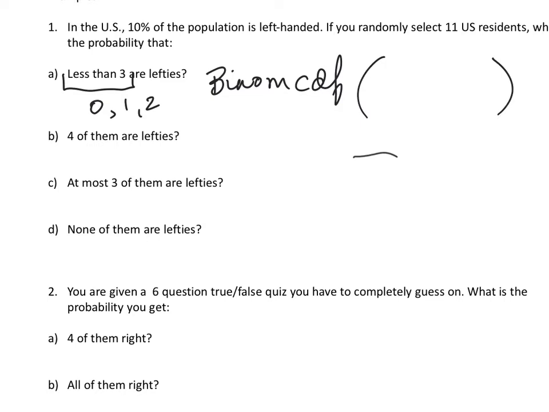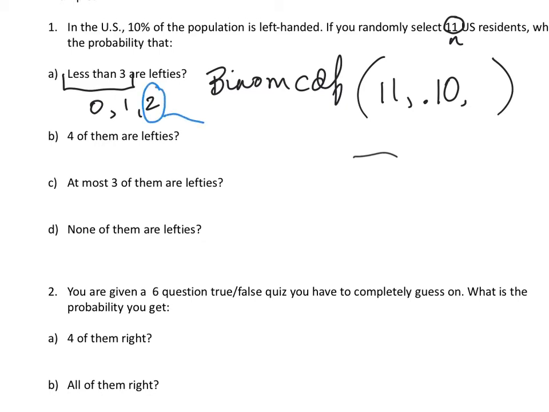We know what N is. N is always how many total people did you talk to? How many total questions did you have? It says there were 11. So that's our N, or trials. The probability they gave us was 10%. That's 0.10. All right, here's how you do your X value. It's not the number in the phrase. It's the last number in your list.